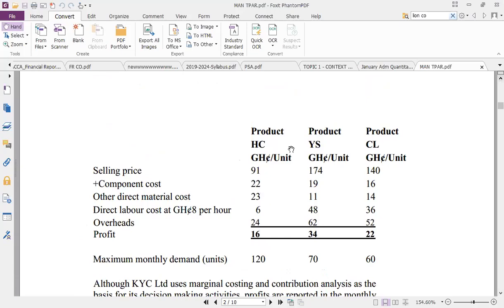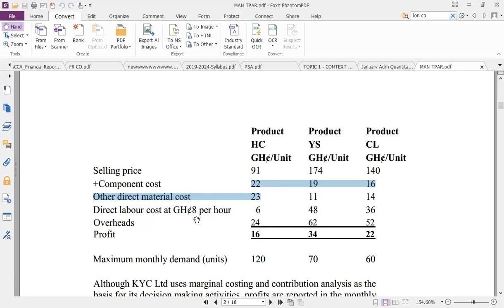The only issue here is that there's component cost and there's other direct cost. Have you seen? The direct material, there are two. Component is part of the material cost, and then other material costs. So therefore, if you want to get the throughput, then it will be 91 minus the 22 and 23. So these two items are material costs. Have you seen your examiner? How smart your examiner can be? So there's component cost, which forms part of material cost.